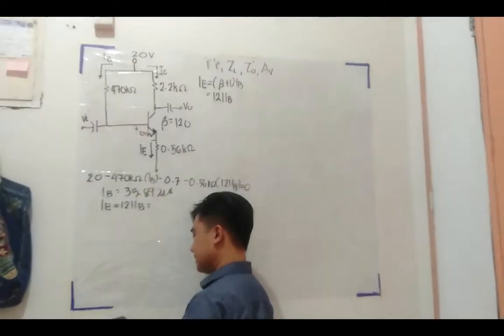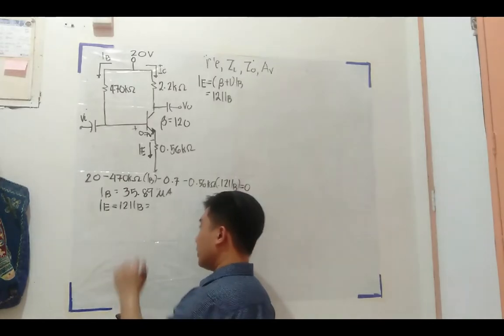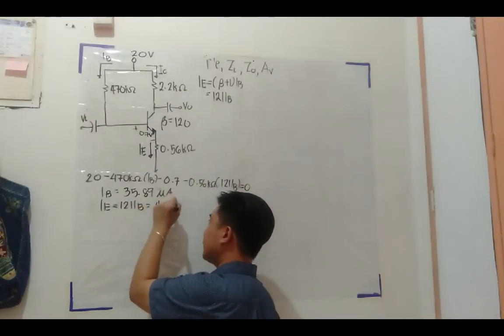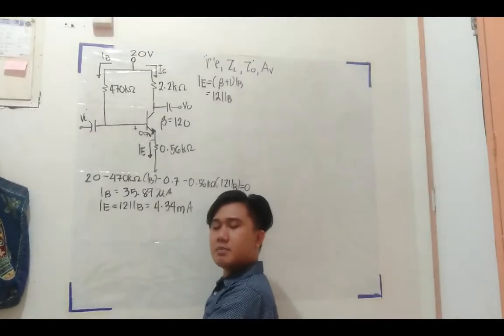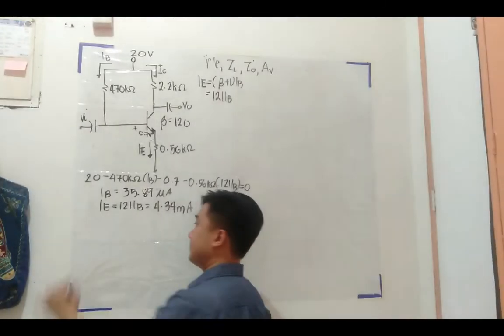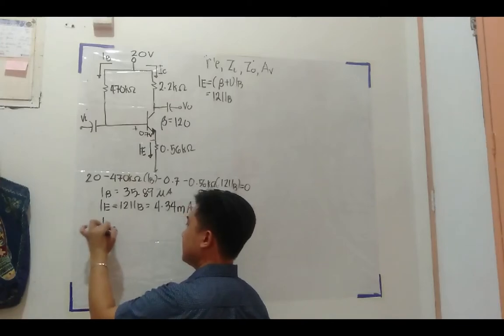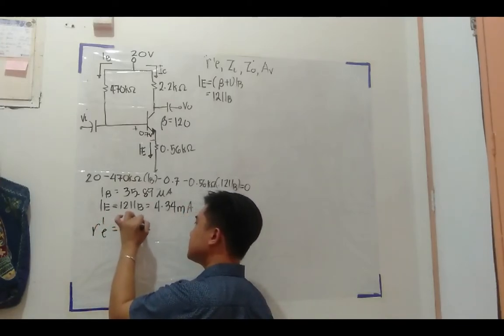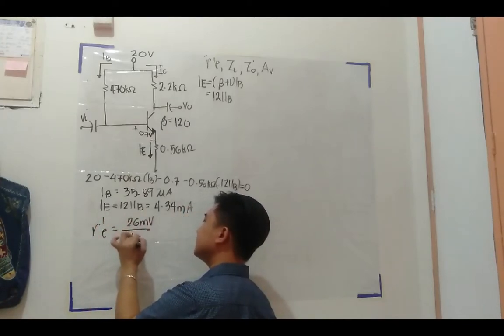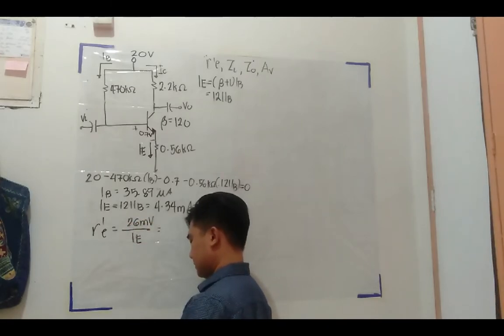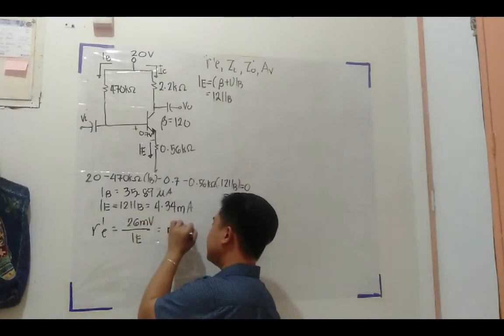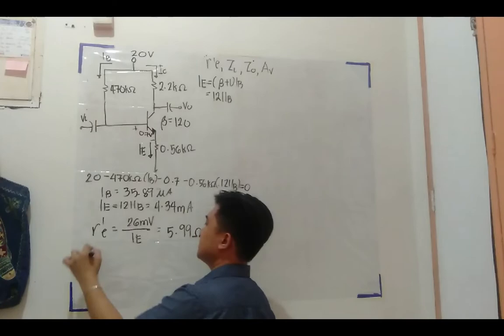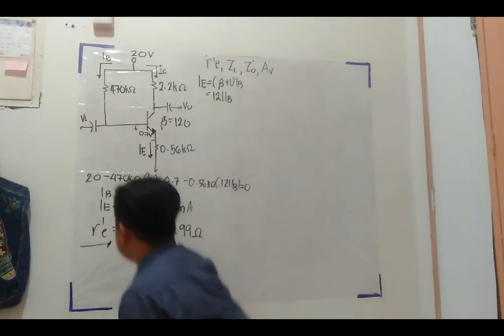Kung gusto kong kuhain si IE, 121 IB lang po yan. Equals po yan sa 4.34 milliamperes. Pag meron akong IE, makukuha ko na si R prime E. Dahil si R prime E ay equals to 26 millivolts divided by IE or 5.99 ohms. So, meron na akong R prime E.